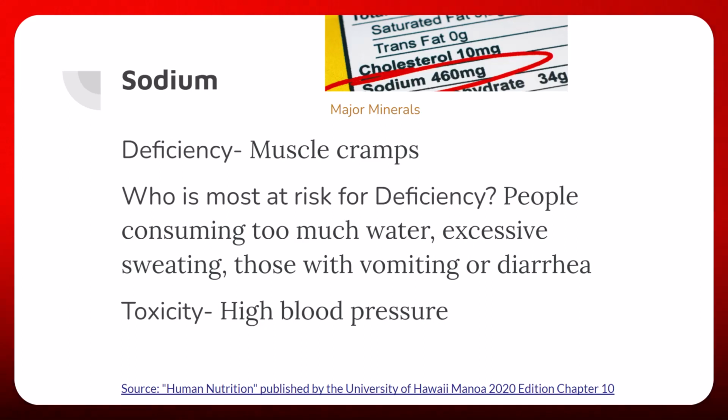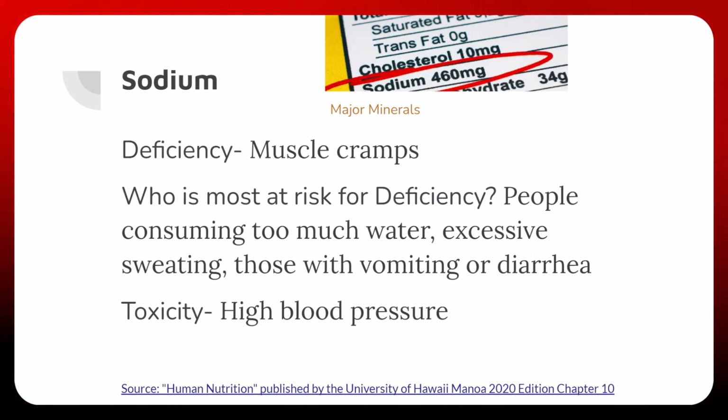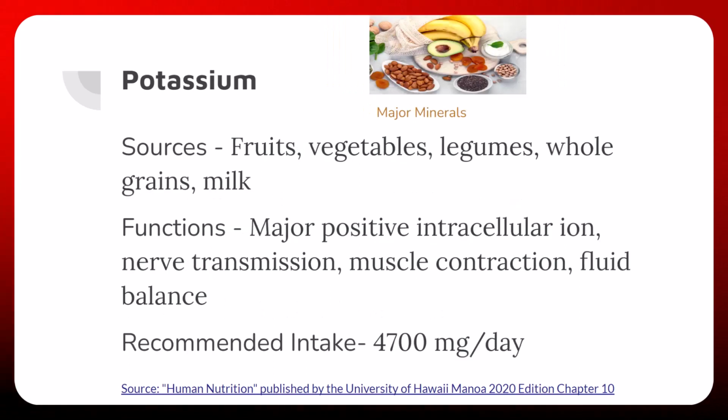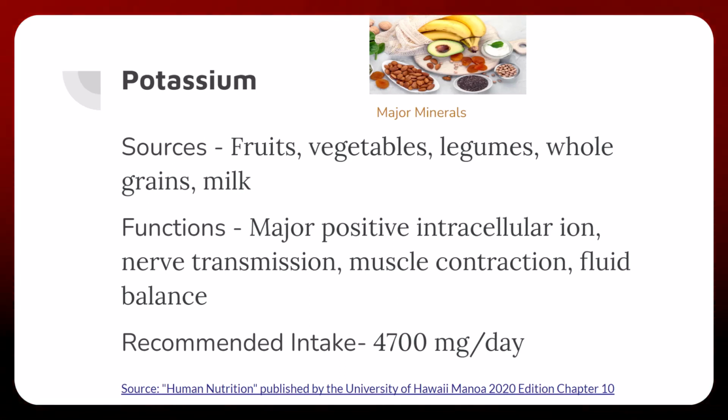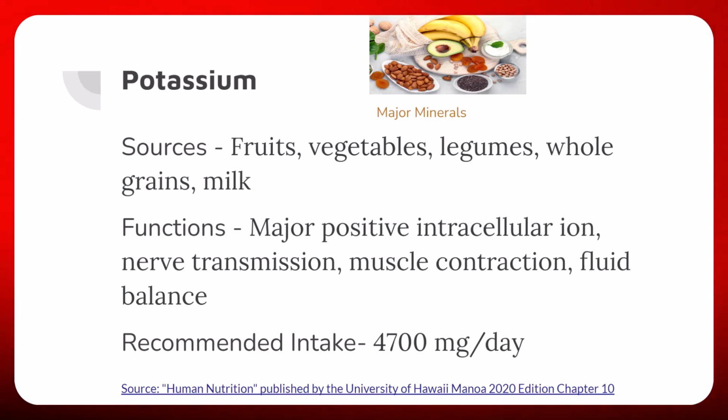And another issue with sodium can be toxicity, and that can cause high blood pressure. Next, we're going to talk about potassium. Sources of potassium are fruits, vegetables, legumes, and whole grains, plus milk. The functions are as a major positive intracellular ion in nerve transmission, in muscle contractions, and fluid balance, and the recommended intake is 4,700 milligrams per day.